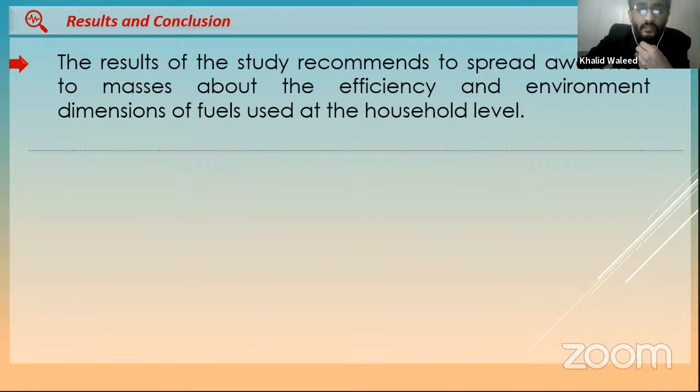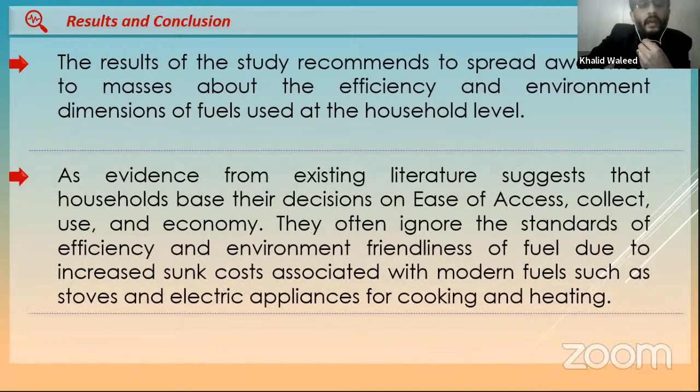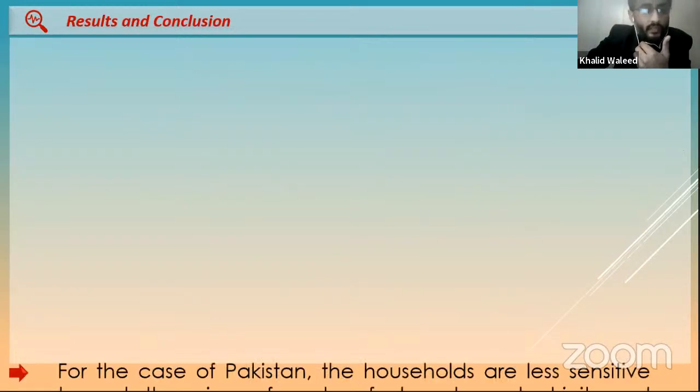The results of this study recommend spreading awareness to the masses about the efficiency and environmental dimensions of fuels used at the household level, as evidence from existing literature suggests that households base their decisions on ease of access, collection, use, and economy. Therefore, governmental bodies can use these dimensions to motivate households so that they can use cleaner and efficient fuels as well.